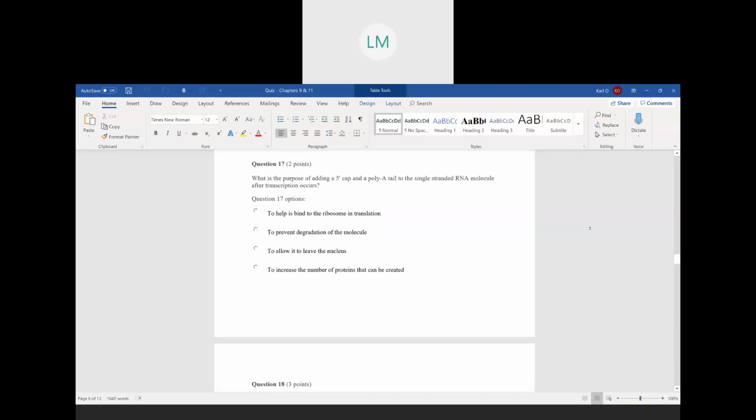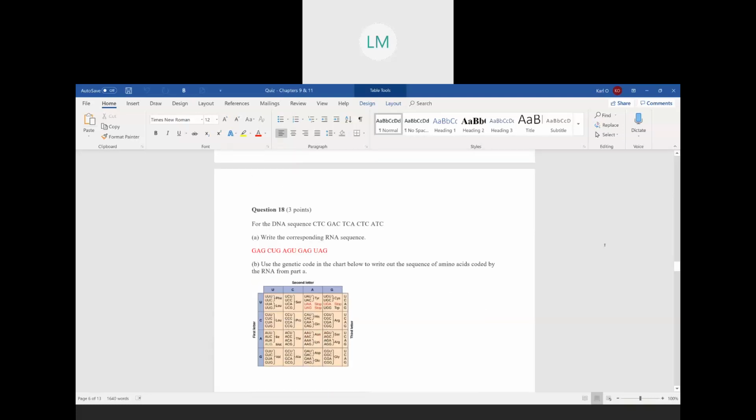Question 17, what is the purpose of adding a 5' cap and a poly A tail to the single-stranded RNA molecule? So the purpose of this is to prevent degradation. If it doesn't have these end pieces on it, it will be degraded very quickly. We don't want it to be degraded until we're done with it. So we want to prevent that degradation by adding those things to the single-stranded RNA molecule.